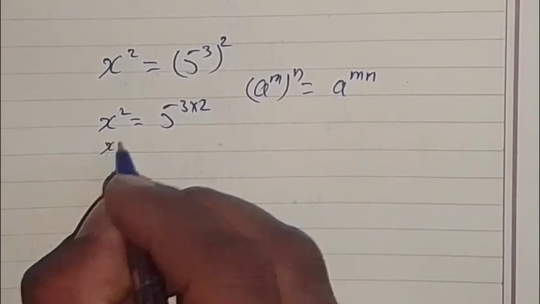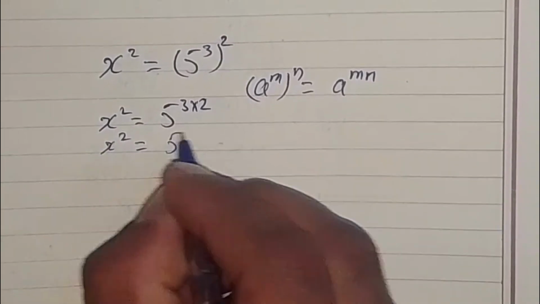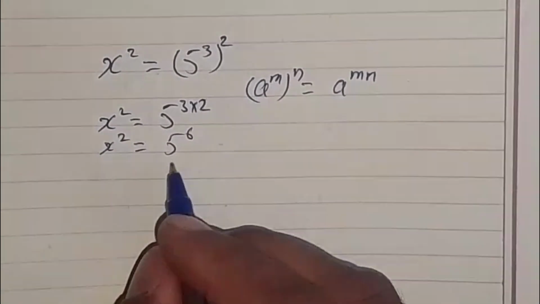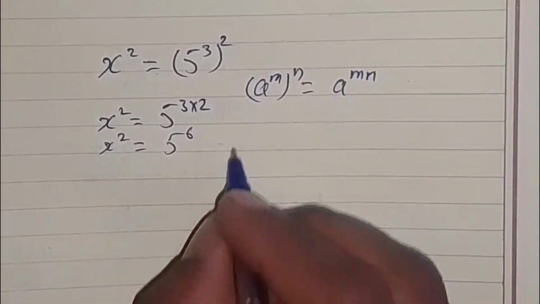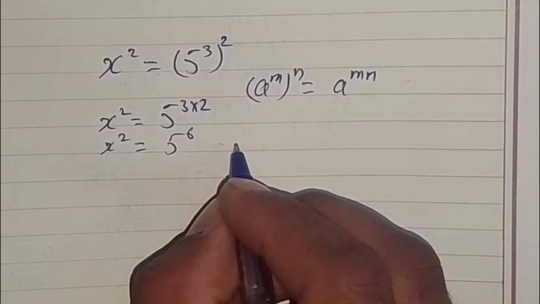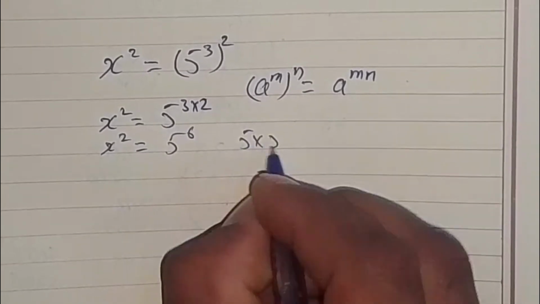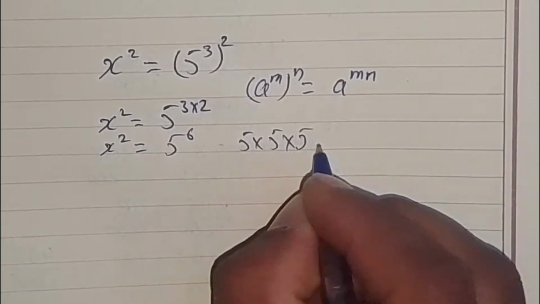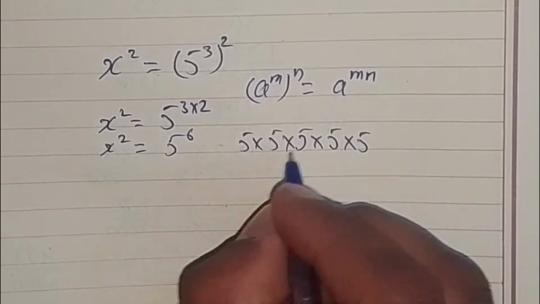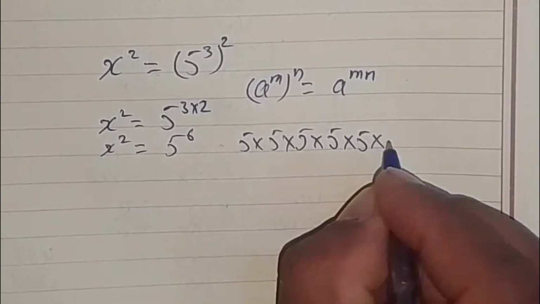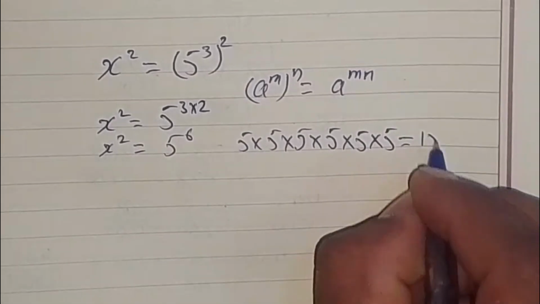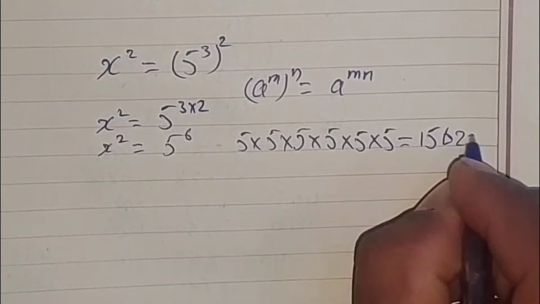So they give us x squared equal to 5 power of 6. Now we simplify 5 power of 6. So it means 5 multiplied by itself 6 times. So 5 multiplied by 5 multiplied by 5 multiplied by 5 multiplied by 5 multiplied by 5. So they give us 15,625.